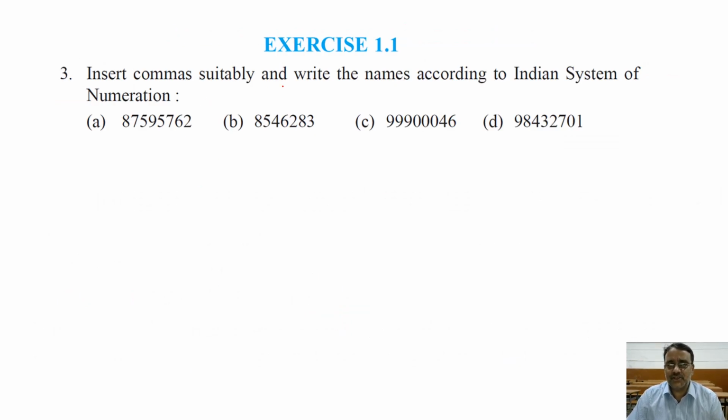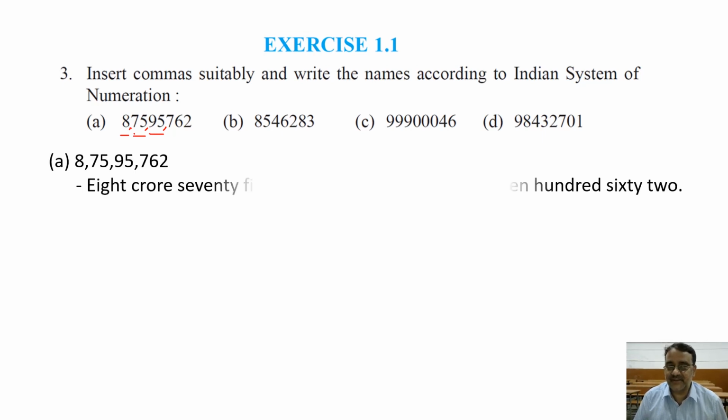Insert commas suitably and write the names according to the Indian system of numeration. So first we will start with this number. Okay, पहले comma insert करना है, then we have to write the name. So 3 number के बाद 100 place के बाद comma लगा दिया. Now after every 2 places we have to put. So this is thousands place, this is lakhs period, and this is crores. So 8 crores 75 lakhs 95,762. This is the first answer.